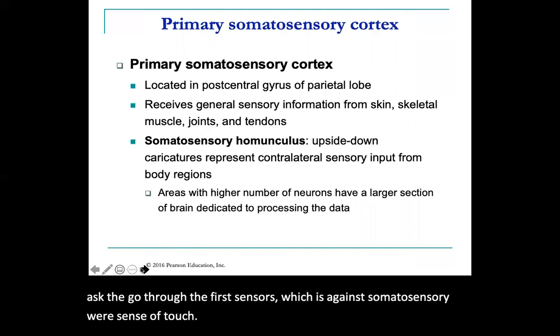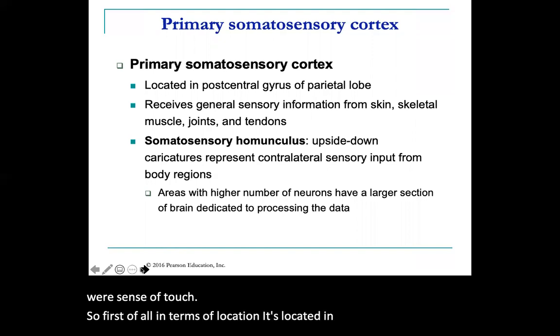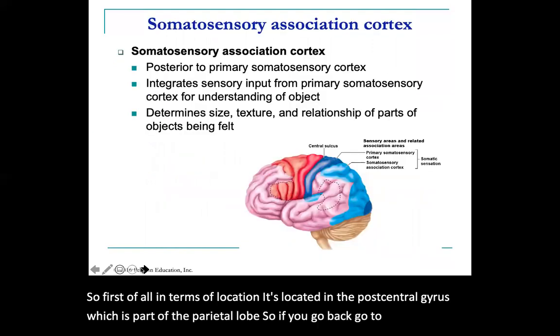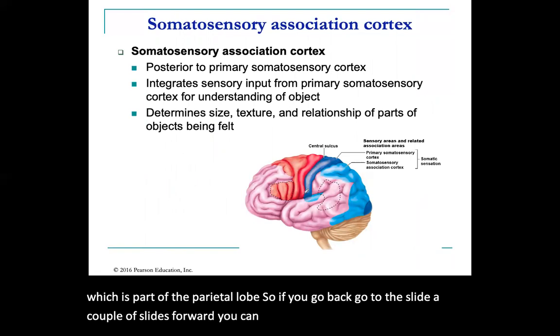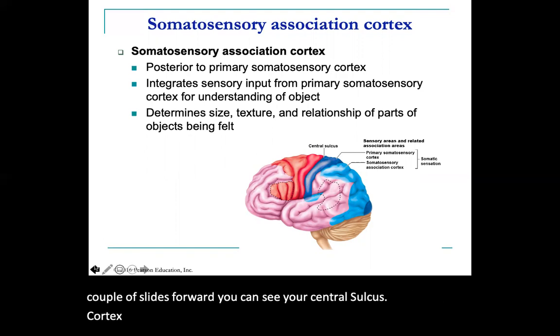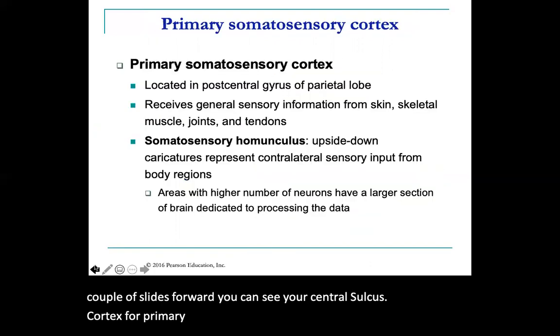First of all, in terms of location, it's located in the postcentral gyrus, which is part of the parietal lobe. If you go a couple of slides forward, you can see your central sulcus, which is separating your frontal lobe from your parietal lobe. The area immediately after your central sulcus, which we identified as the postcentral gyrus, is dedicated to your primary somatosensory cortex. It is important in terms of receiving general sensory data from your skin, skeletal muscle, joints, and tendons. So this is the only part that is receiving the data.